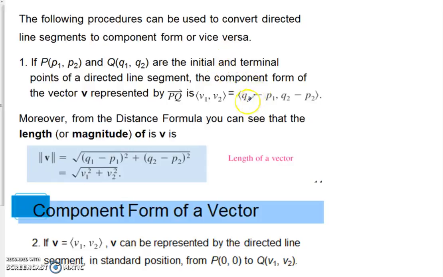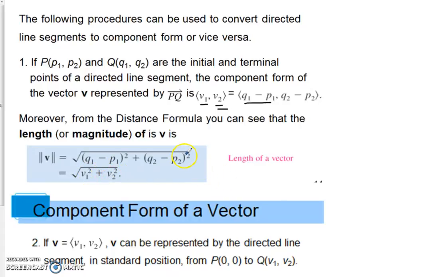So how do we convert this? Well, we simply take the terminal point minus the initial point and come up with v1. So v1 here is equal to q1 minus p1, and v2 here is equal to q2 minus p2, what we'd consider the difference of the x coordinates and the difference of the y coordinates. Okay, with the distance formula, you see that the magnitude is simply the square root of v1 squared plus v2 squared. So we've simplified it a little bit.